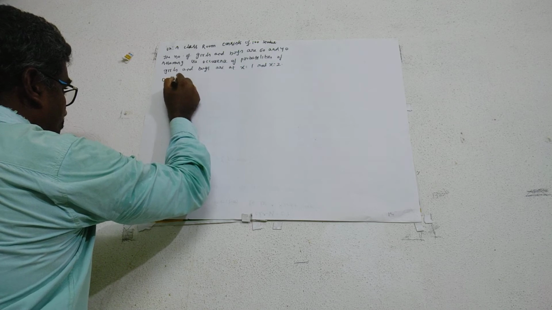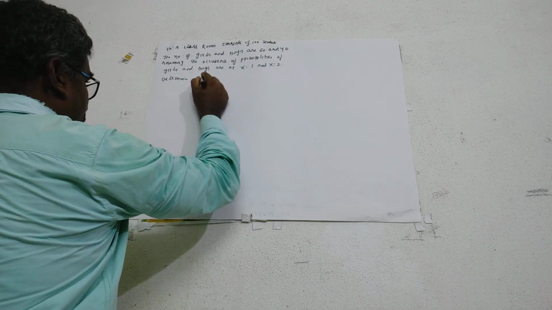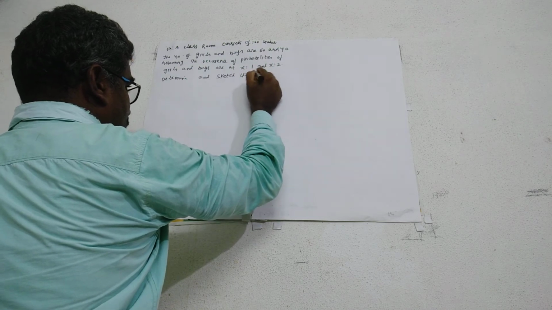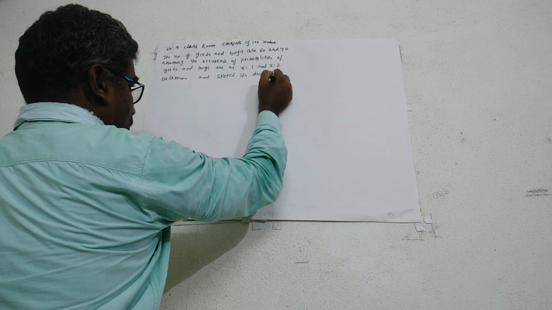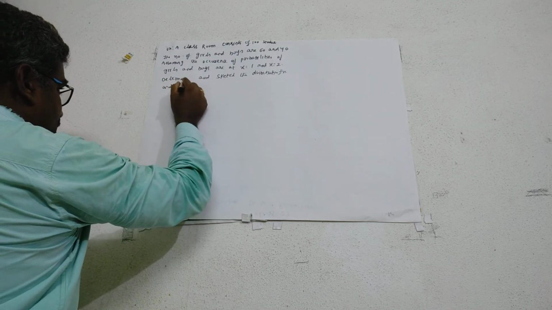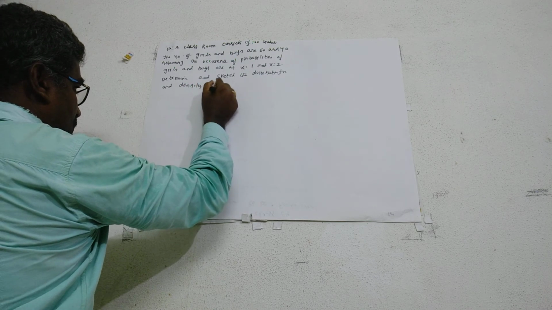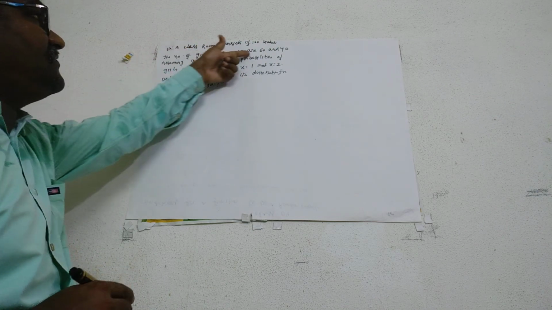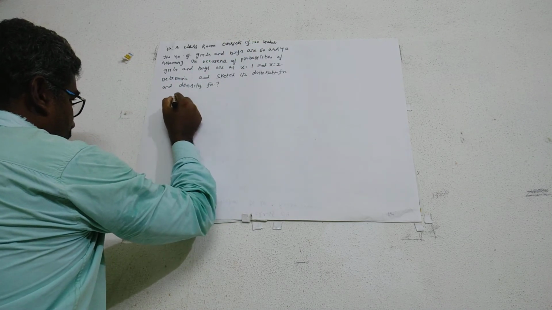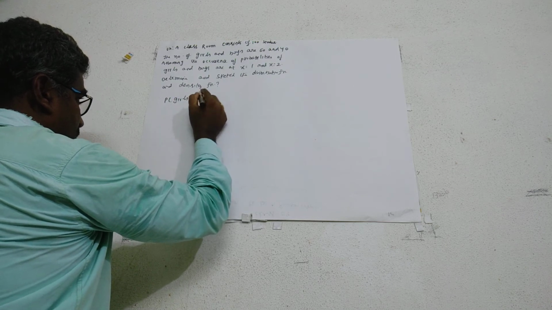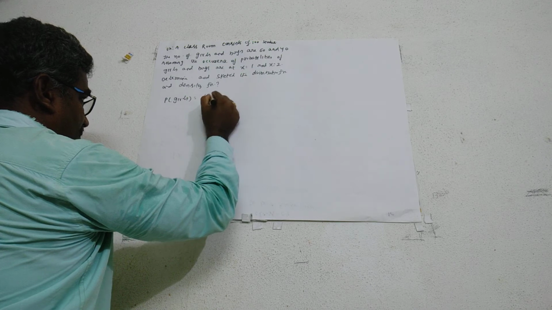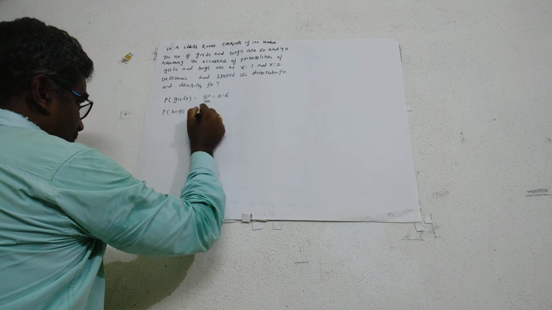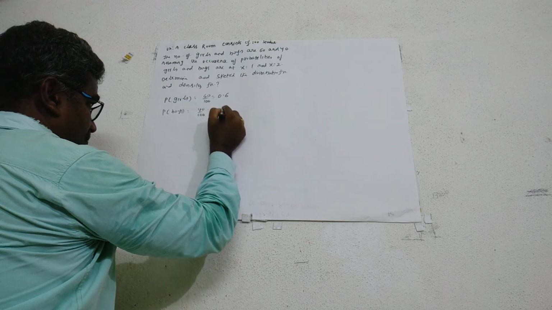Determine and sketch the distribution function and density function. So for example, the total strength is 100. Then what is the probability of girls? Probability of girls is equal to 60 by 100, which is 0.6. What is the probability of boys? It is equal to 40 by 100, which is 0.4.